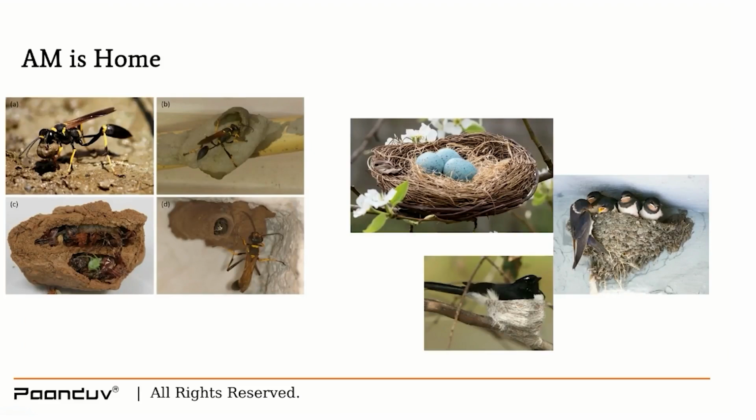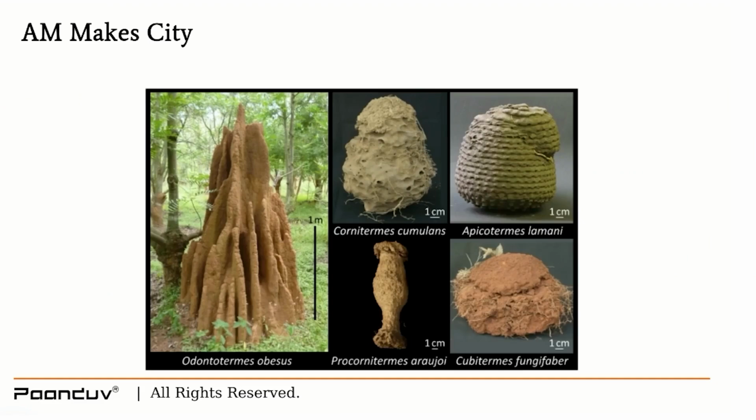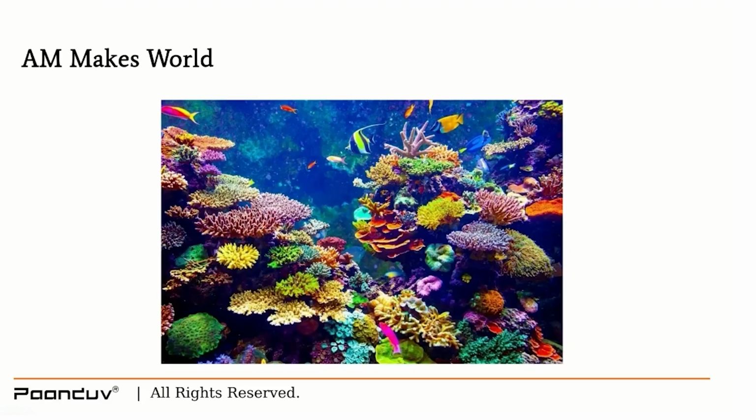These tiny creatures and birds make their homes by adding material layer by layer, and termites and ants can make a whole city. And in the ocean, the corals deposit calcium carbonate to make the reef. That's also a sort of additive manufacturing in nature.